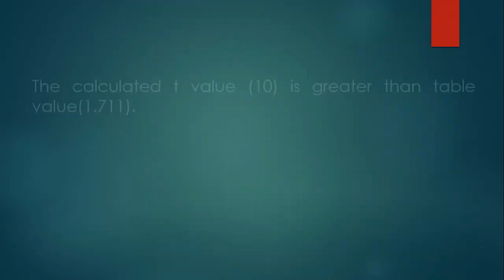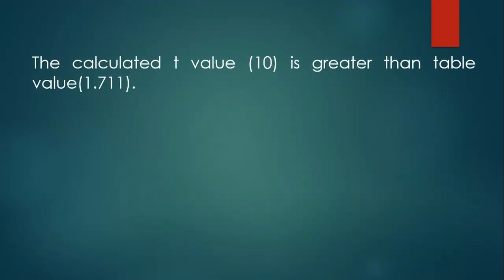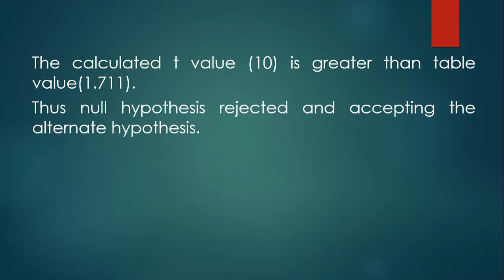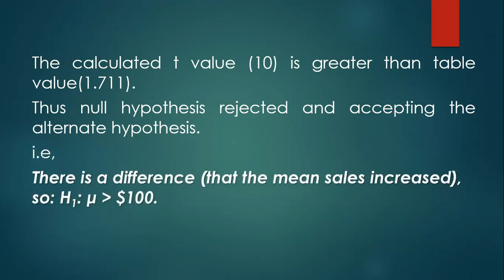The calculated t value, that is 10, is greater than the table value, that is 1.711. Thus, the null hypothesis is rejected and we accept the alternative hypothesis. So we can conclude that there's a difference between the sales. That means the sale is increased and the training is effective.